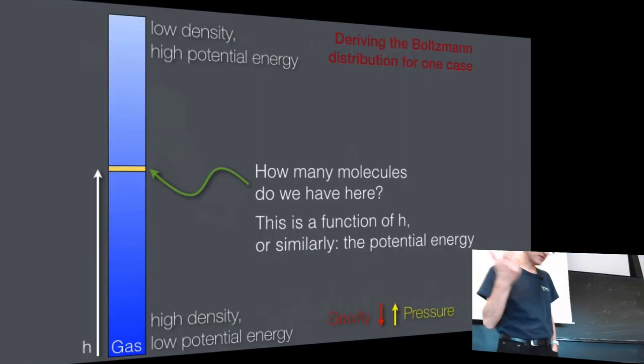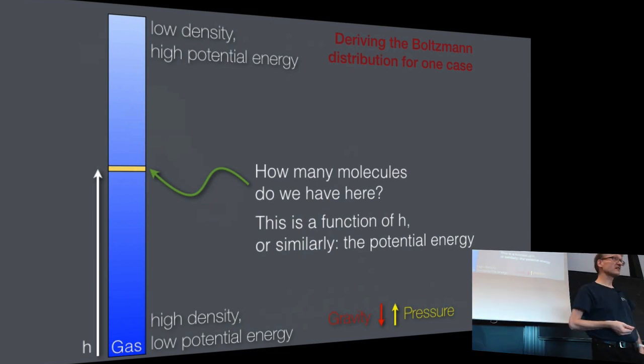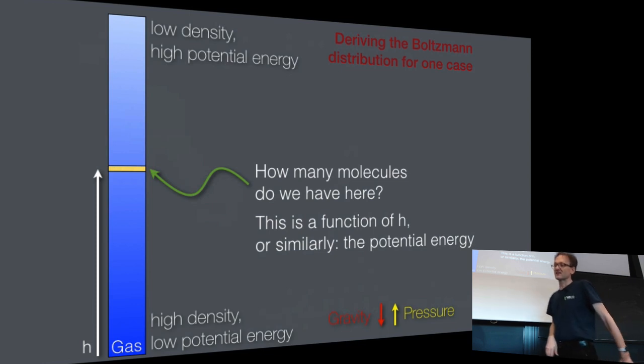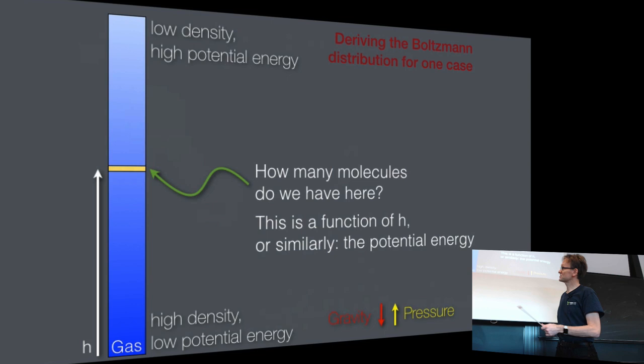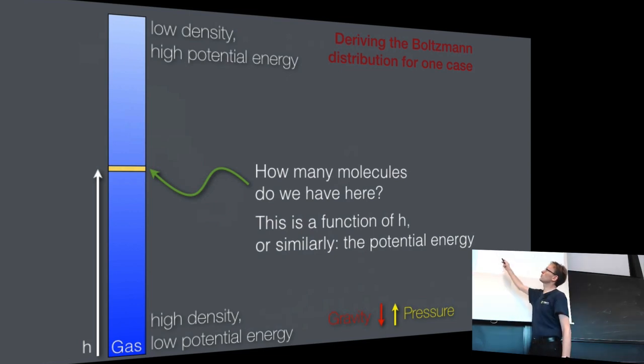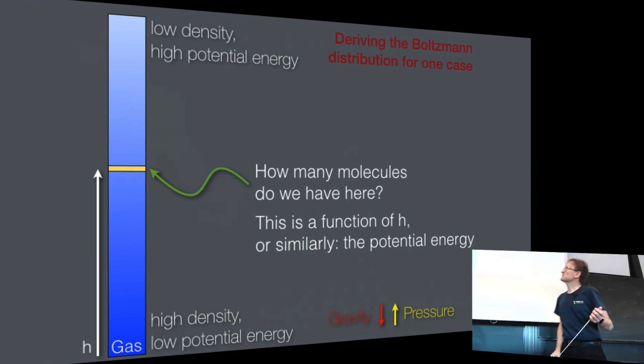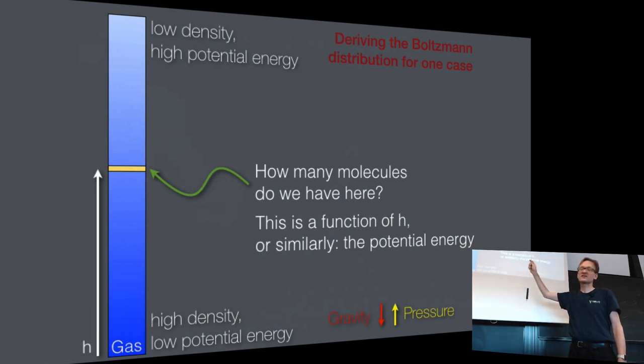The special system that the book chose and that I will follow is a pillar full of gas. That pillar could even be the Earth's atmosphere. The density of gas is higher the further down you are in the atmosphere, while very far up you're going to have lower density. The reason is that the higher up you are, the higher the potential energy is. So all other things equal, you would like to be lower down. And you can test that.